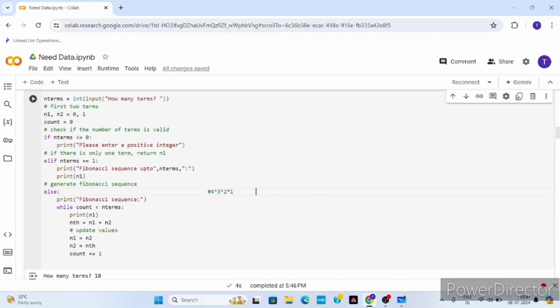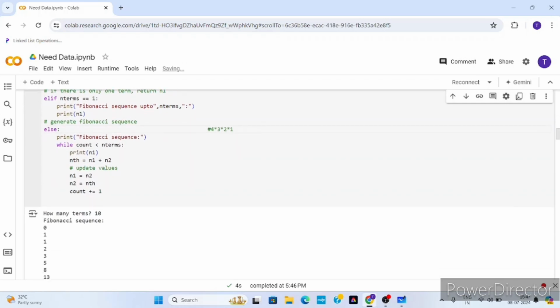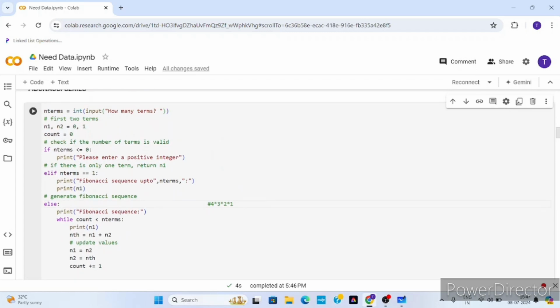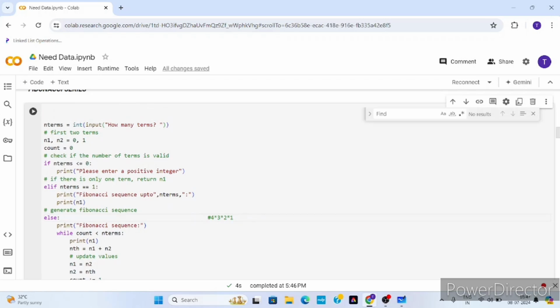So I'm going to get the terms, like how many numbers I'm going to use. I'm getting 10 numbers, so I'll get 10 outputs. Then n1 and n2 will be 0 and 1, since the whole numbers start from 0. So the n1 value will be 0 and the n2 value will be 1. The count will be 0 for now.